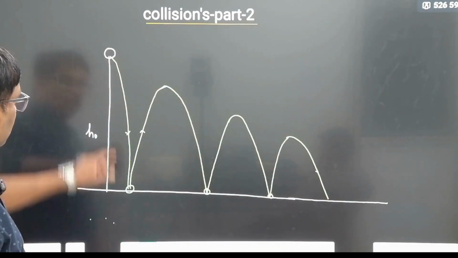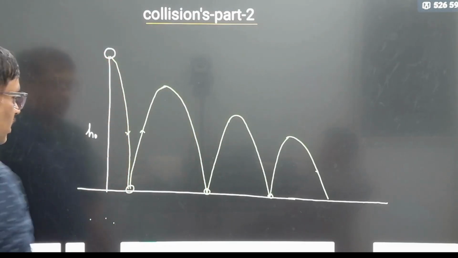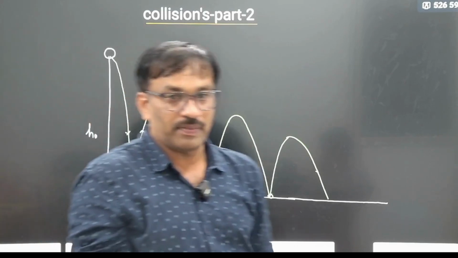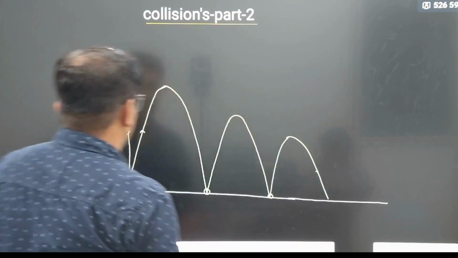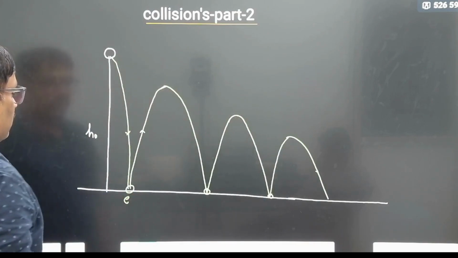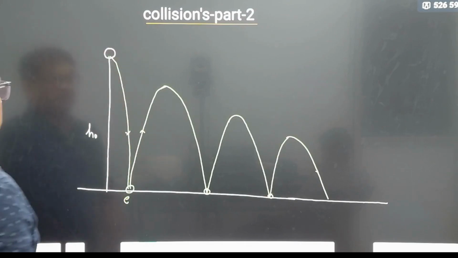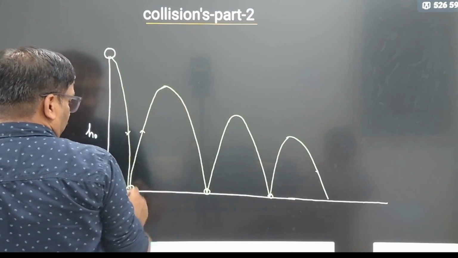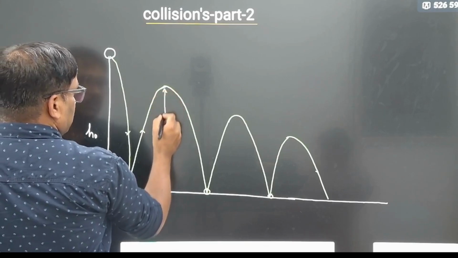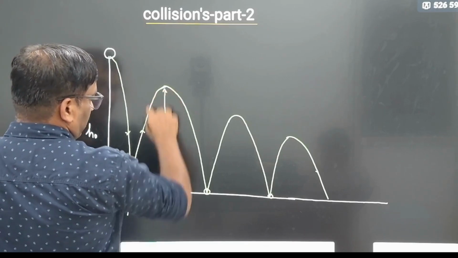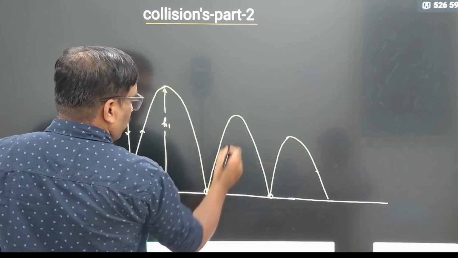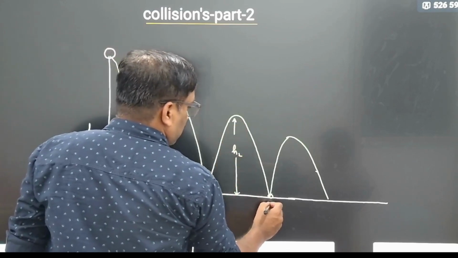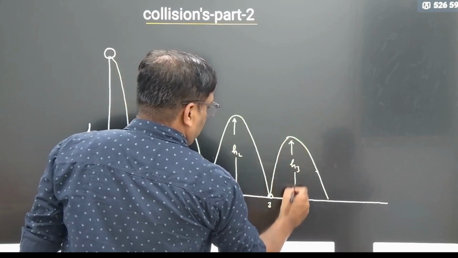So this is our first bounce. What type of collision is this? This type of collision is nothing but an inelastic collision. Let e be the coefficient of restitution. After the first bounce the ball rises to a height of h1, and then it hits again. That is the second bounce, after which it reaches a maximum height of h2. This is the third bounce, and again the height is h3.